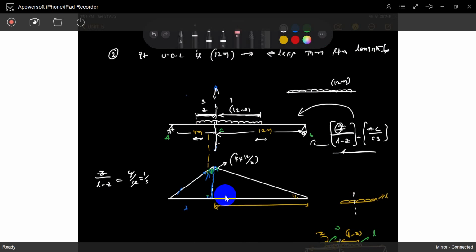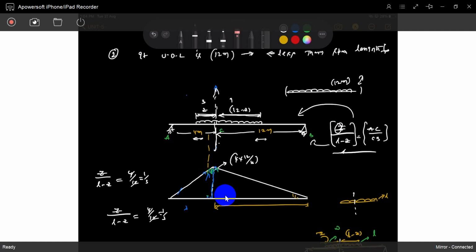No need to calculate. Just see, z divided by l minus z is in the ratio of 1 divided by 3. Its total length is 12 meters. Divide it into 4 parts: 1 part goes to the AC span, 3 parts go to the CB span. 12 divided by 4 is 3, so 3 goes to the AC span and 9 goes to the CB span. That is just arithmetic. Understood?